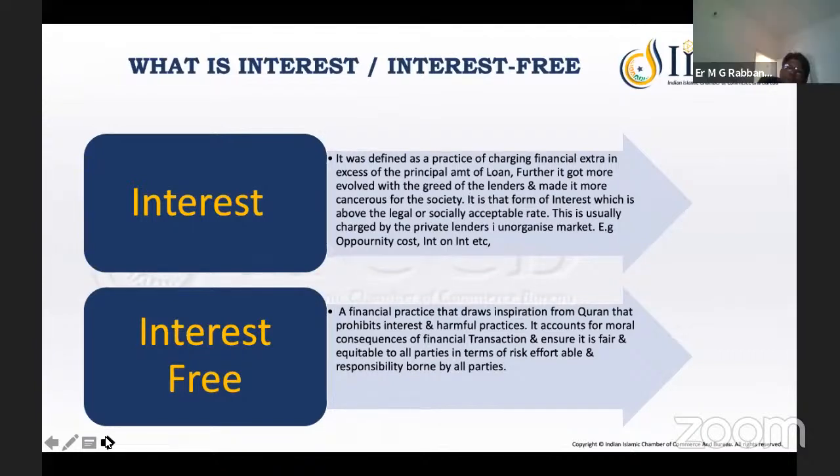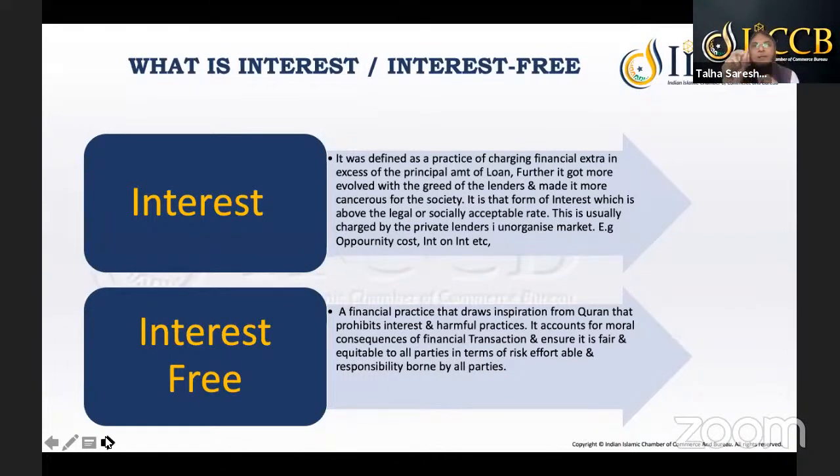Interest free. The moment the word interest comes, our ears stand up. Interest is a generic word. There are a lot of other words where there is no word of interest, but in effect those are interest. And in some cases, the word interest is there, but it is not an interest. So we need to understand what is interest.